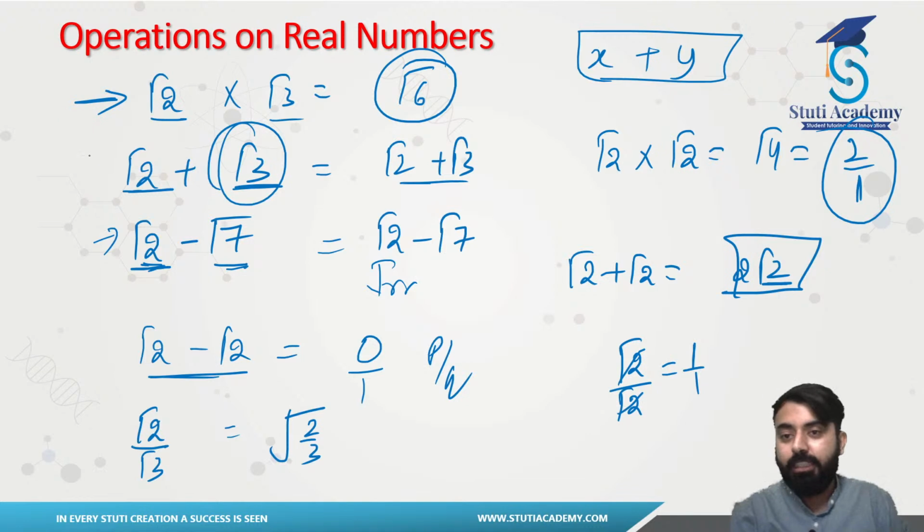So only in addition will your answer always be irrational if you're adding irrationals. But in any other case, it can be rational or it can be irrational. Remember that? Understood this? Now let's see.